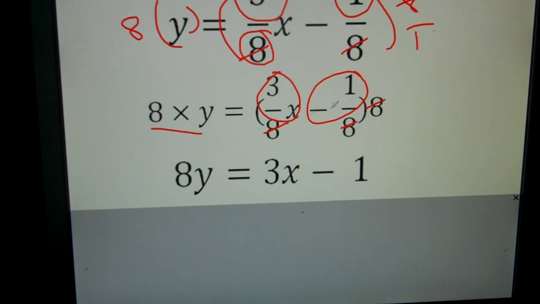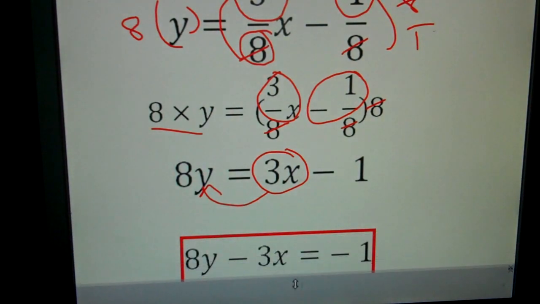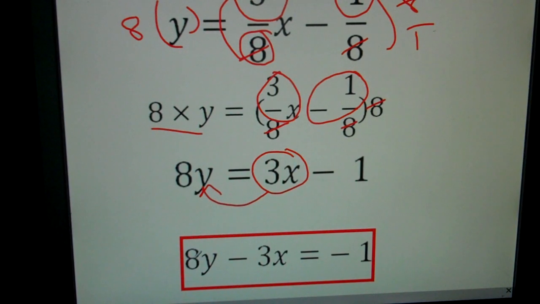Where did I get 3? My 8s canceled. I was left with just 3. Where did I get 1? My 8s canceled on the bottom, so I got just 1. And 8 times y is 8y. Still not done. Got to get the x on the other side. So how do I do that? What's the inverse of plus 3x? Minus 3x. 8y minus 3x equals negative 1.